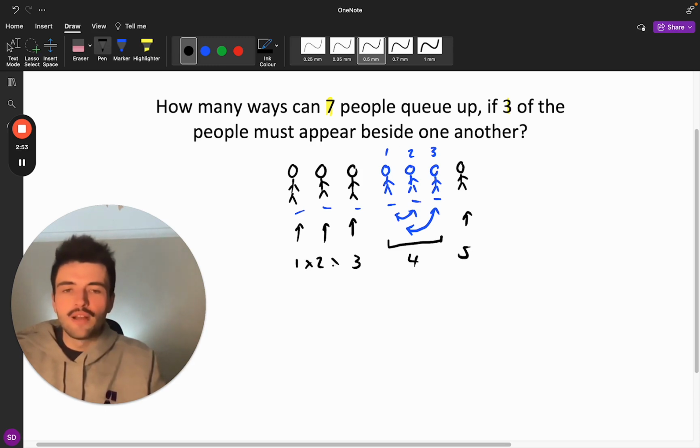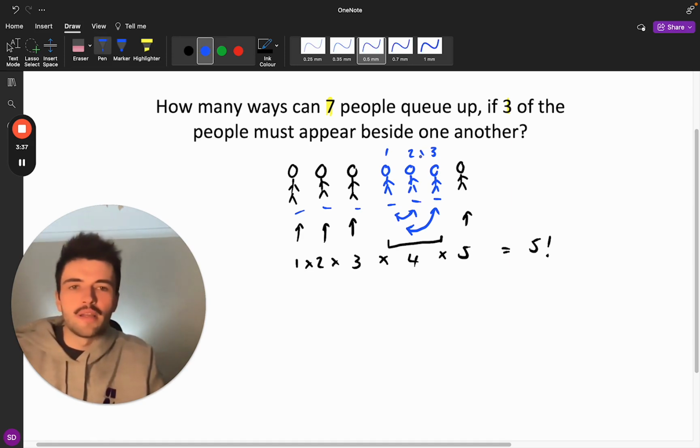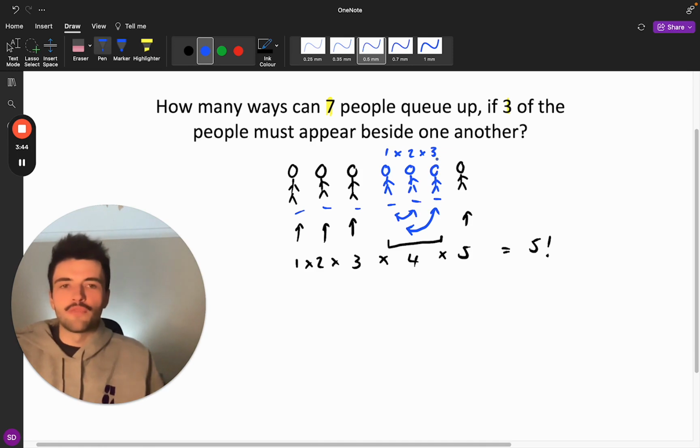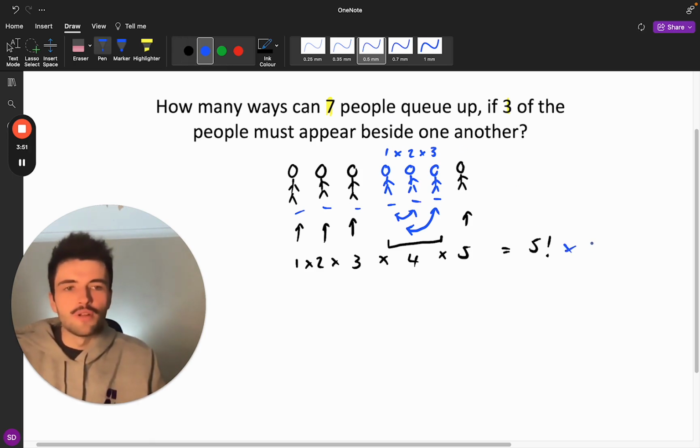So we're going to have 1 times 2 times 3 times 4, which is the 4th segment of 3 people, times 5, and that's going to be equal to 5 factorial. And then finally, just to account for the fact that these 3 people can also switch positions, we're going to have to multiply the number of choices we have for this mini queue in this segment. So we would have 3 choices for the first of these 3 people, then 2, and then 1. And so what we also need to do is multiply this 5 factorial by 3 factorial to account for the fact that these 3 people can also be rearranged within the queue as long as they're together.